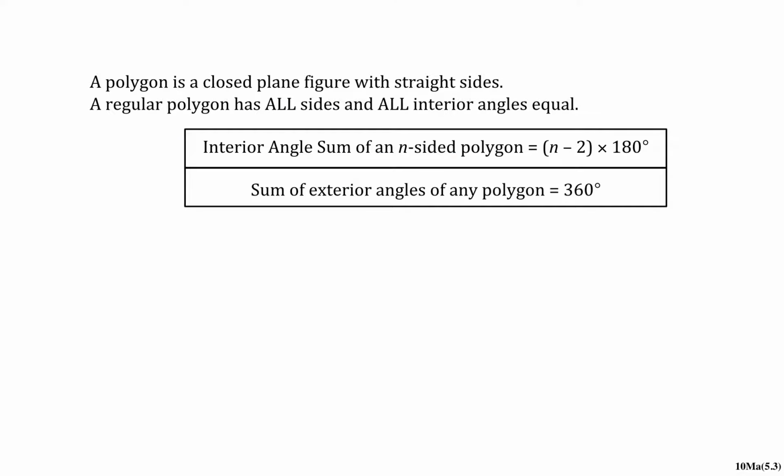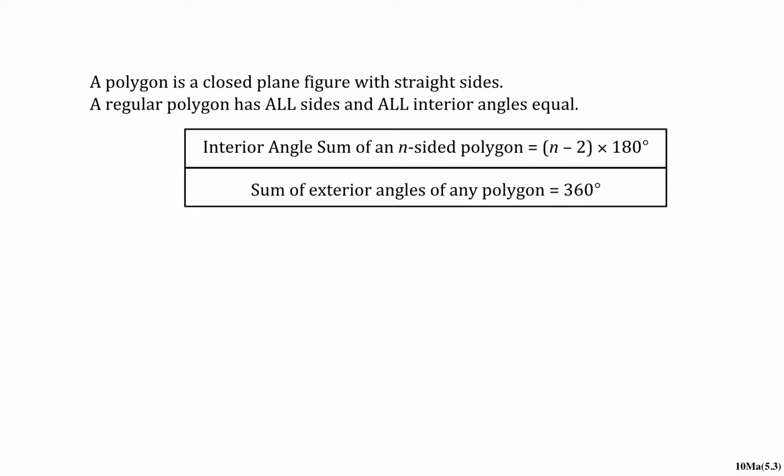Now, a polygon. This is something you would not have seen much of before. A polygon is a figure that's just got straight sides, and we don't know how many sides it's got. So a polygon could have 4 sides, 3 sides, 12 sides, 100 sides, as long as the sides are straight. A regular polygon means all sides are the same length and all inside angles are the same size.